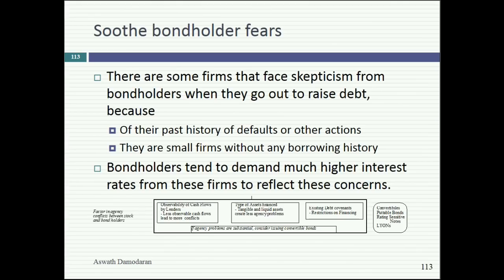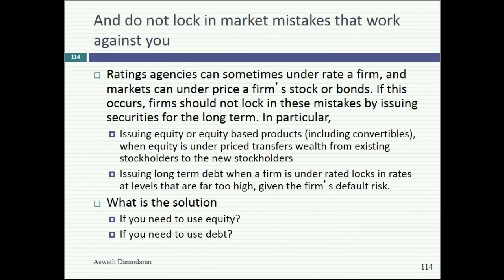Which brings me to the final step. So you've now designed the perfect bond, you've sugarcoated it, you're ready to issue the bond. Last piece of advice: don't lock in market mistakes that work against you. Let me explain. Let's assume you're an infrastructure company with long-term assets. The right kind of debt for you is 30-year bonds, fixed rate.